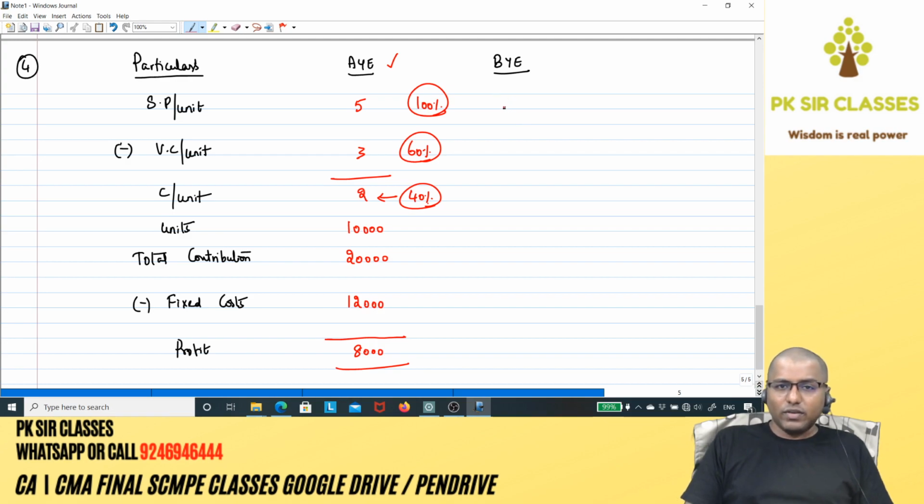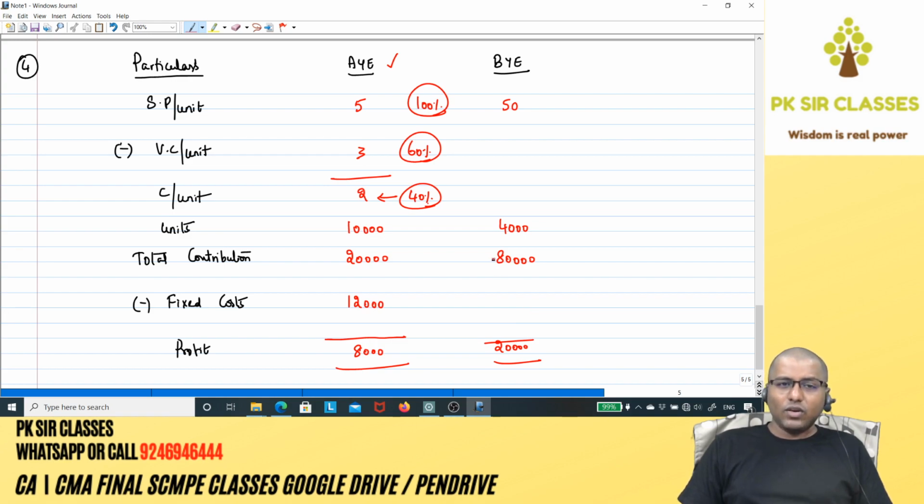Selling price per unit is given, which is 50. Next, variable cost as a percentage of selling price not given. We need to calculate. Number of units sold, 4,000. Okay, this is 4,000. Marginal contribution, 80,000. Okay. Fixed cost not given. Profit or loss, 20,000. Okay, profit or loss is 20,000.